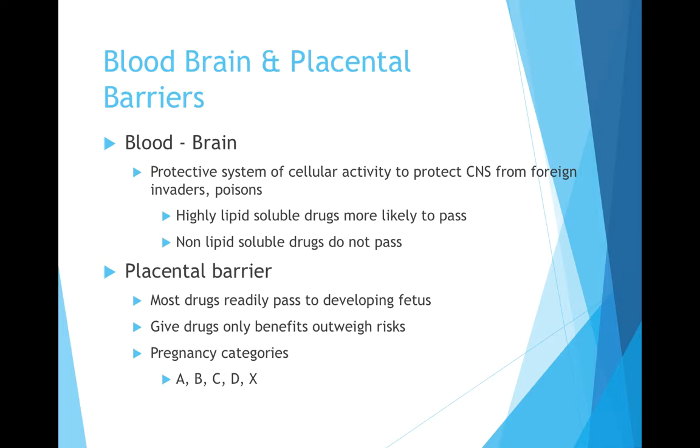The protective system of cellular activity at the central nervous system is there because we need to protect the brain and the spinal cord from foreign invaders or poisons. But this also means that the drugs that pass over the blood-brain barrier tend to be highly lipid soluble drugs. The non-lipid soluble drugs do not pass across that barrier.